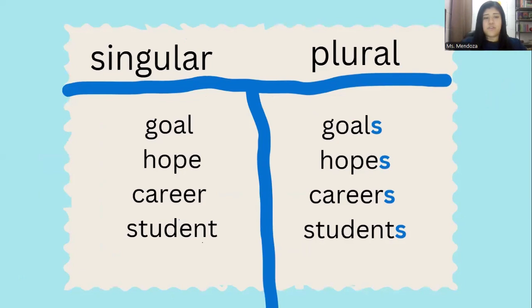Some singular words could be goal, hope, career, student. In order to make them plural, we are just going to add an S at the end of the word. Goal is singular. In order to make it plural, you would say goals. Hope, hopes. Career, careers. Student, students. Okay?